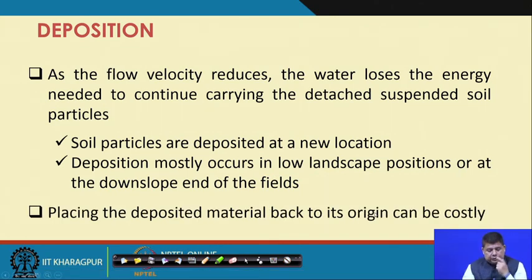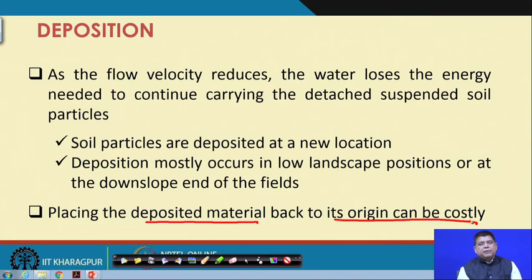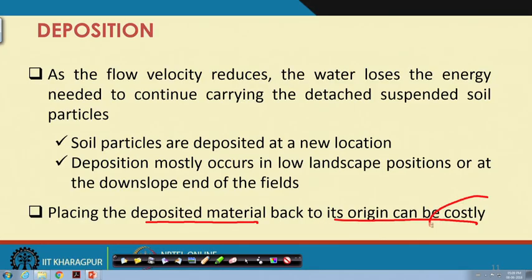And of course, placing the deposited material back to its origin can be a very costly affair. So, obviously, we know that soil is getting detached at an upstream place, it is being transported and getting deposited somewhere else. Now, if you want to take this soil back to its original position, then it will be a very, very expensive phenomenon, and probably it will not be cost effective. That is what it is saying, that placing the deposited material back to origin can be a very costly phenomenon.